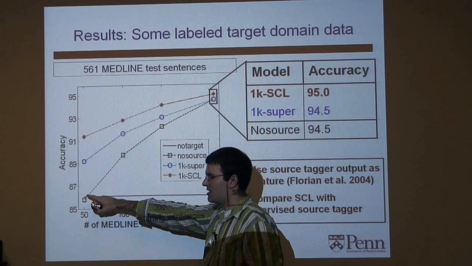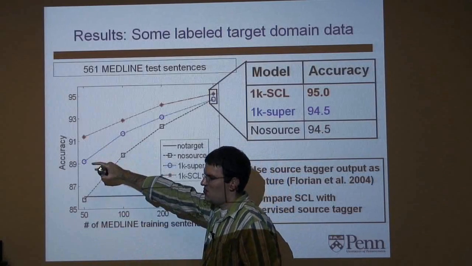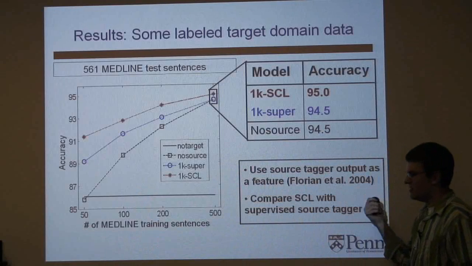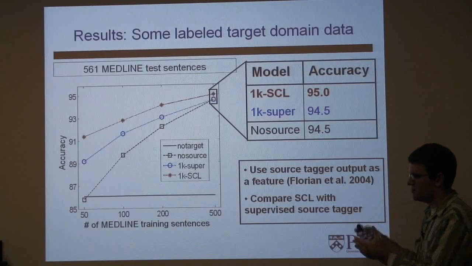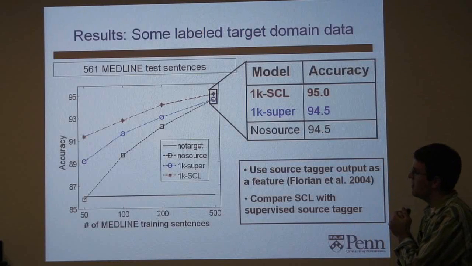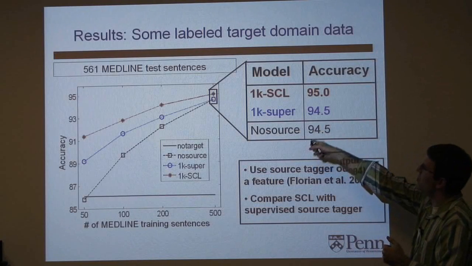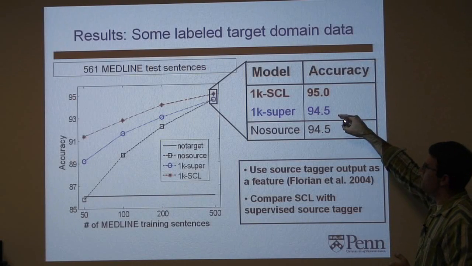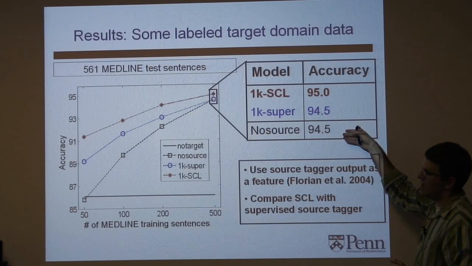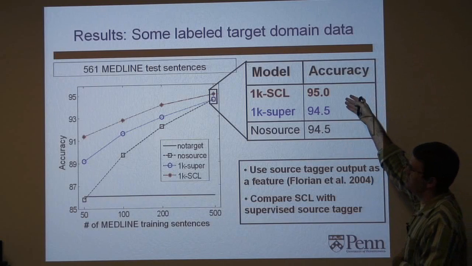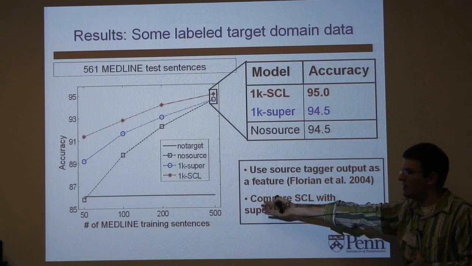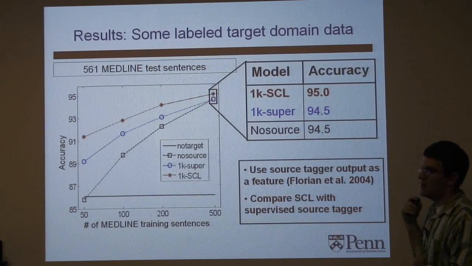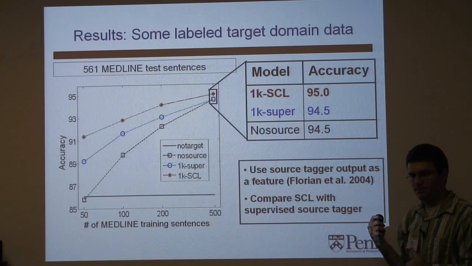So from something like 86 to 91 by using SCL together with this trick of using features of the source tagger. But even for a large amount, notice here that using the source data doesn't help you at all versus not using it. But once you train the source tagger with SCL, even with a fairly large number of Medline training sentences, you can still get a significant improvement.